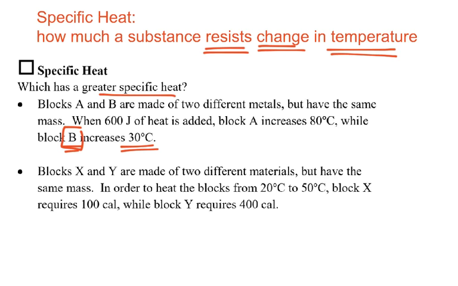Blocks X and Y are made of two different materials but have the same mass. In order to heat the blocks from 20 to 50, block X requires 100 calories, while block Y requires 400 calories. Who is resisting change more? And it's block Y. It takes 400 calories to raise the same temperature, so Y is resisting change more. So Y has a larger specific heat, CP, than X does, and B had a larger CP than A does.